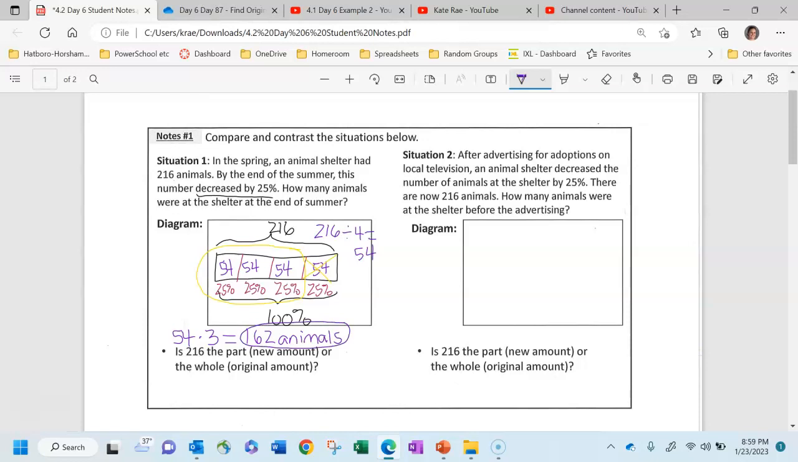The follow-up question says, is 216 the part, the new amount, or is it the whole, the original amount? And in this case, it was the whole. It was our starting amount. It was how many animals we had before the adoptions happened.